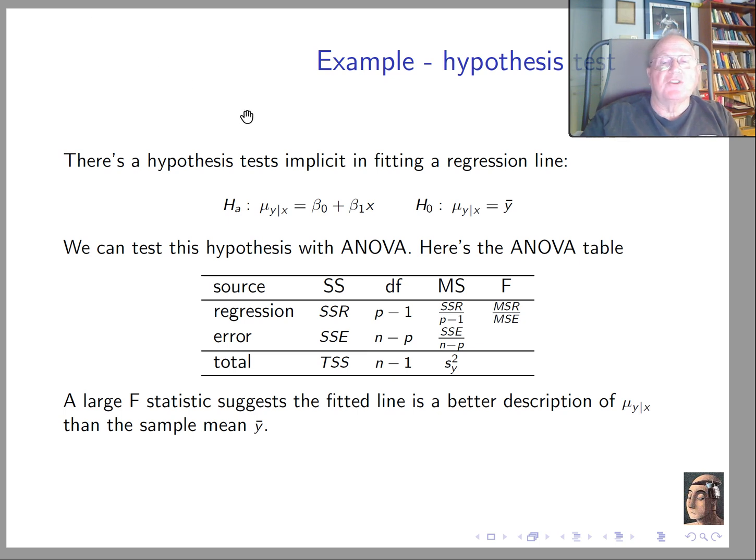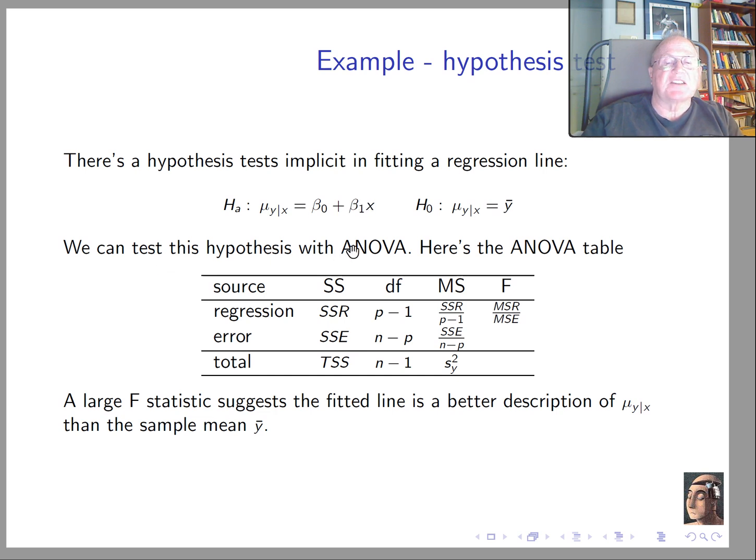Now, we can also do hypothesis testing. So there's a hypothesis test implicit in fitting the regression line. The null hypothesis is the line makes no sense, and the best way to estimate the average value of y at any point is just the average for y. The research hypothesis is, oh no, a line is better, and so our best estimate is the line.